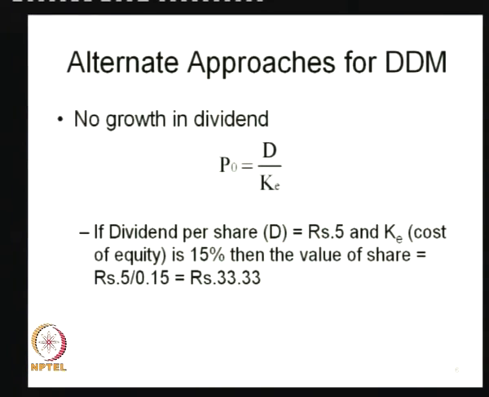If you look at this example, let us say the dividend per share of a company today is rupees 5, and since the dividend is not going to grow, it is going to remain constant till infinity, and the cost of equity is given as 15%. Then the value of the share is nothing but 5 by 0.15, which comes to rupees 33.33. This is the value, assuming rupees 5 per share and no growth in dividend.